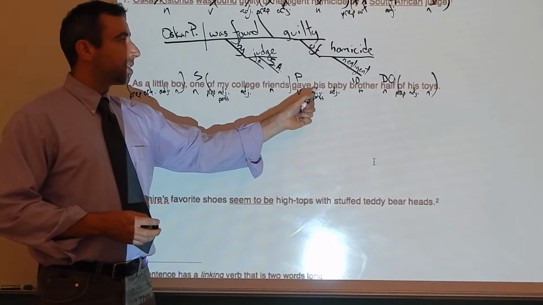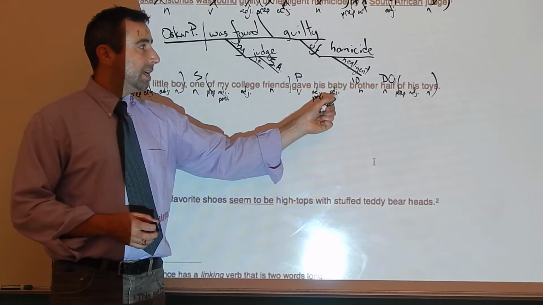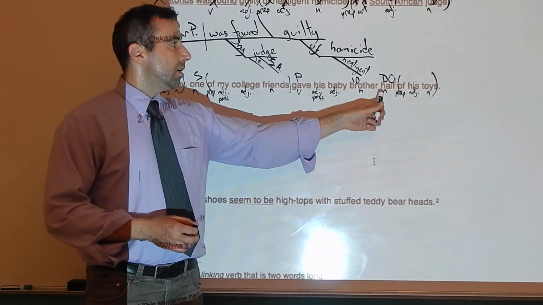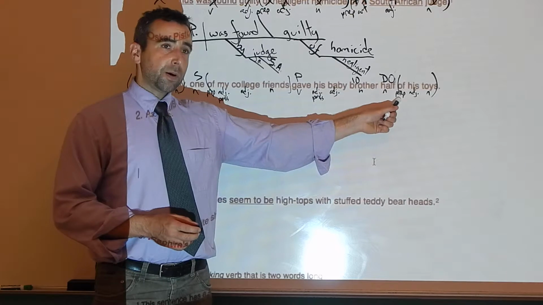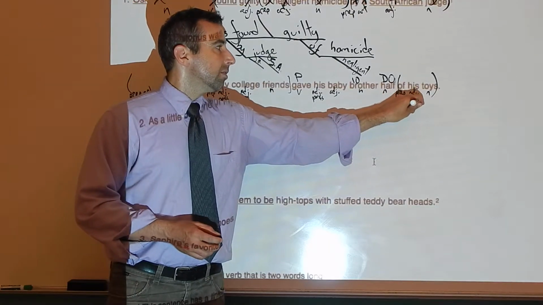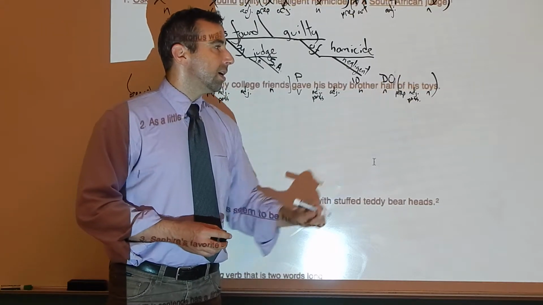His is another adjective. Which brother are we talking about? His brother. It's also a possessive. Baby is an adjective describing what kind of brother we're talking about. Brother is a noun. Half is a noun. Of is a preposition. His is another adjective that's a possessive. Whose toys? His toys. Which toys? His toys. And toys is a noun.